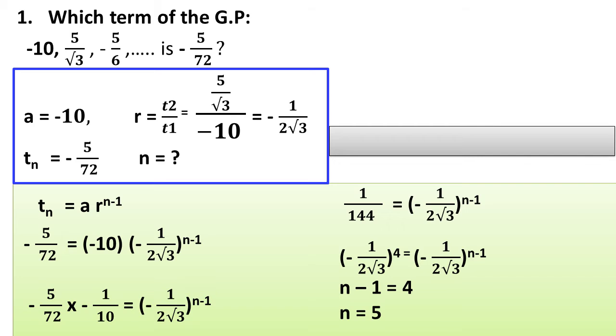Just observe how 144 has been expressed in terms of 2 root 3. If you multiply 2 root 3 for 4 times, 2 into 2 into 2 into 2 is 16. Root 3 into root 3 into root 3 into root 3 is 9. 16 nines are 144. So this is the place where you need to note down here, when we are calculating the value of n, we need to make the powers equal so that base should be equal. If bases are equal, we can equate the powers and we can find the value of n.